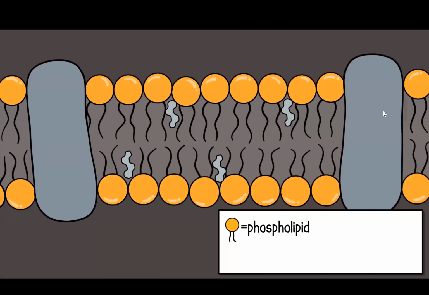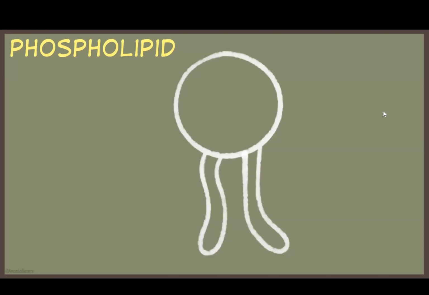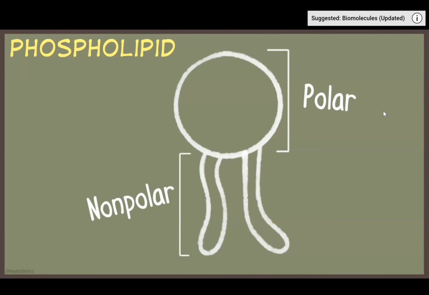Looking first at a phospholipid bilayer. A phospholipid is a lipid, but an interesting one. So when you talk about a lipid in general, many lipids are nonpolar. Think of oil, for example. It's nonpolar. It won't dissolve in water. Water is polar. But a phospholipid is interesting because one part of it is polar, the head, and the other part of it is nonpolar, the tail.